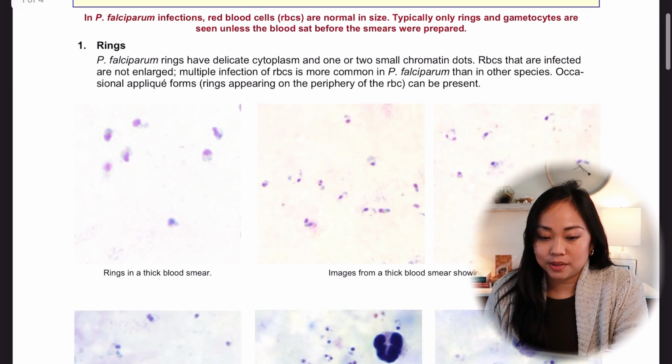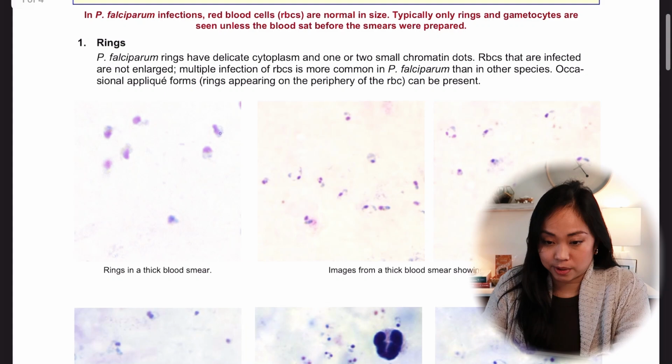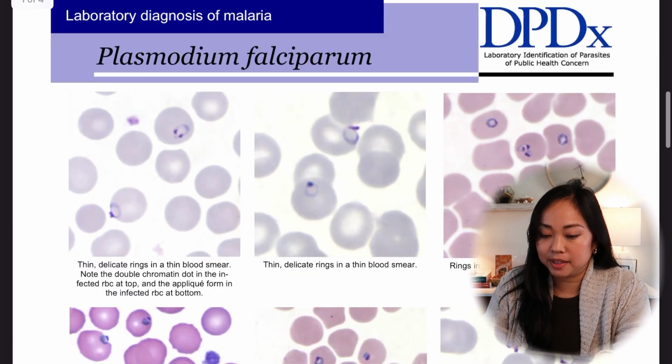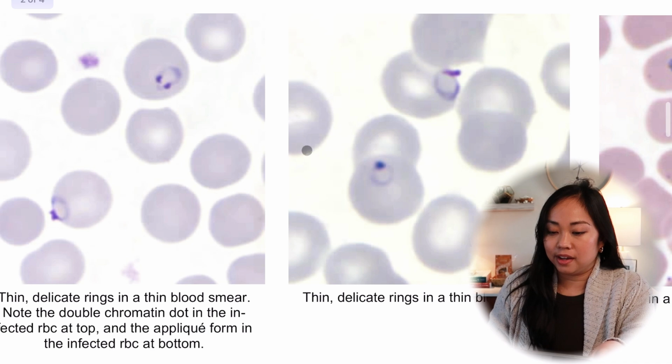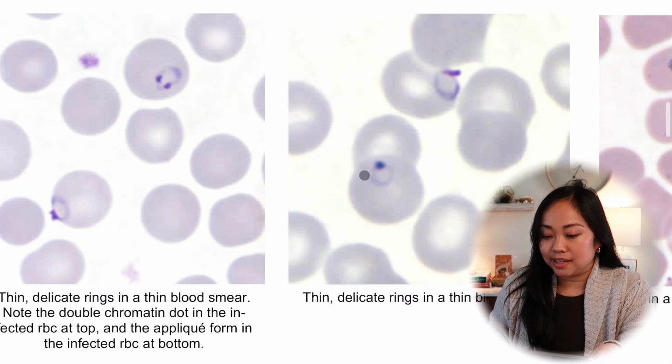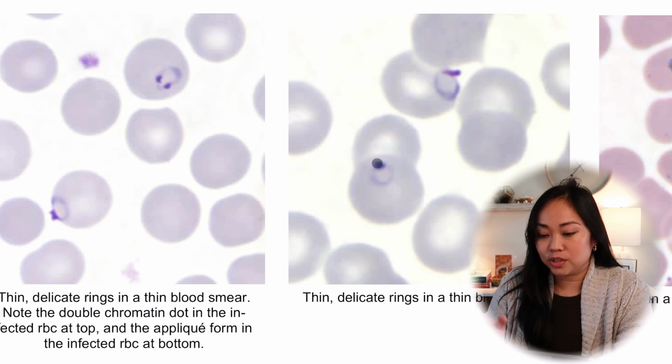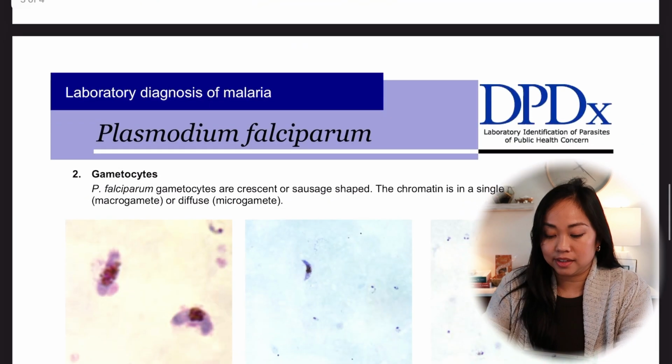In hematology, what we would usually see is just the ring form, because we prepare a peripheral blood smear, and these are the ring forms. As you can see, there's a ring inside the RBC and it's thin and delicate. And usually there's just one parasite per RBC, gametocyte.